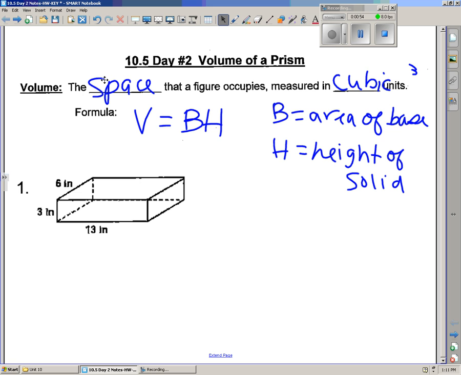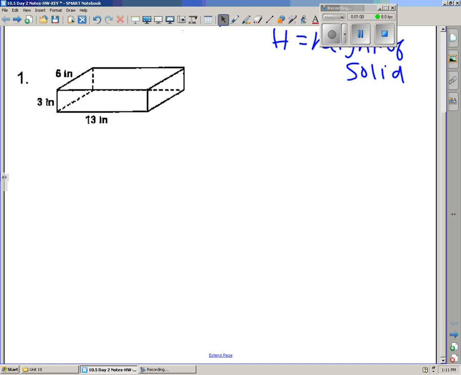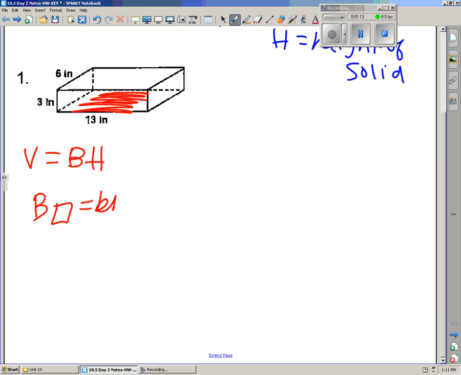So for this particular prism, we need to determine what we're going to call the base. Let's say the bottom is the base. We know that volume equals area of the base times the height of the solid. The bottom is a rectangle whose formula is base times height, and that's really going to be 13 by 6, which comes out to be 78.